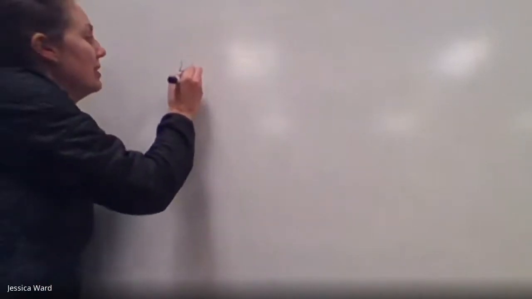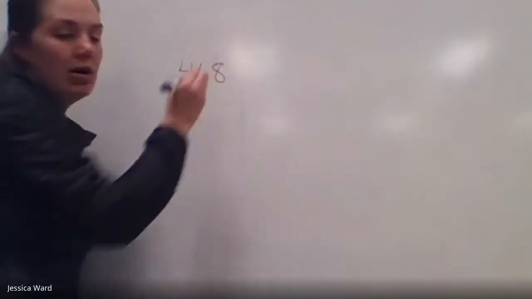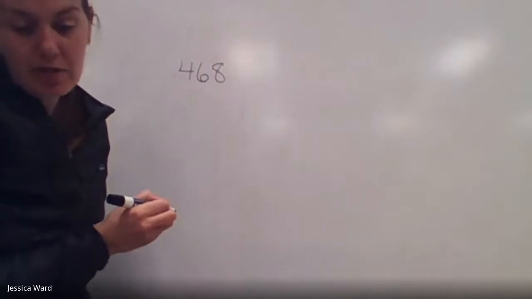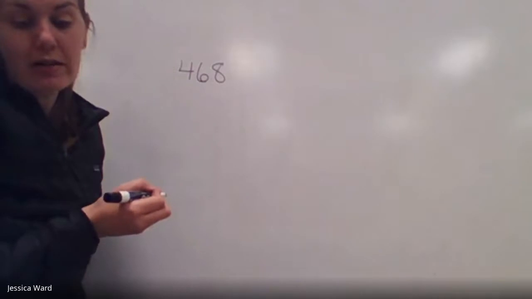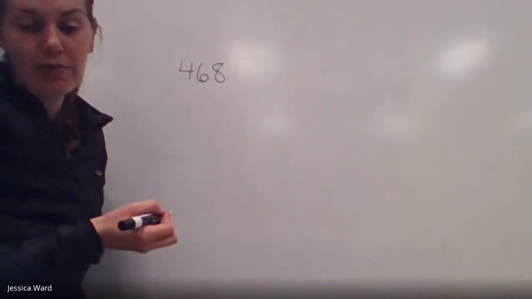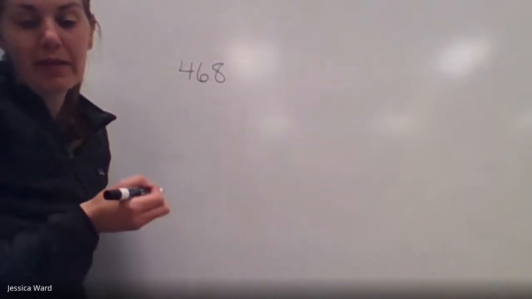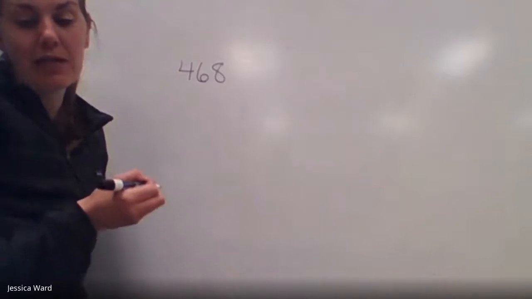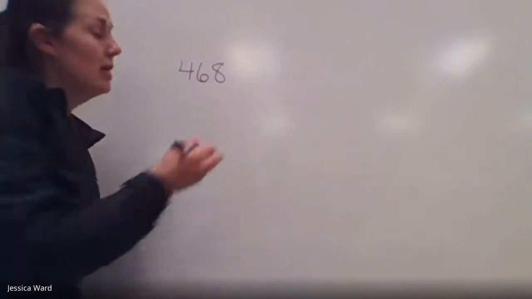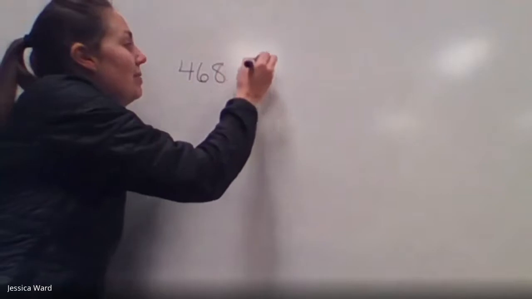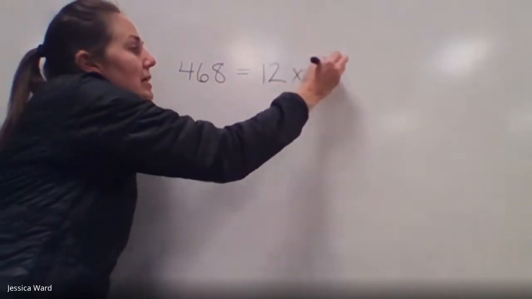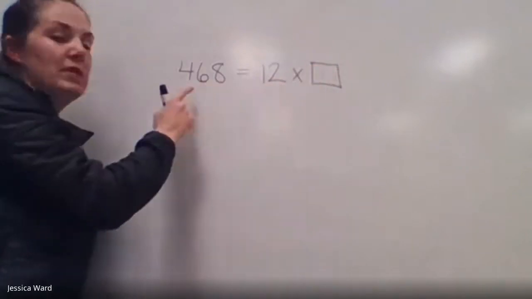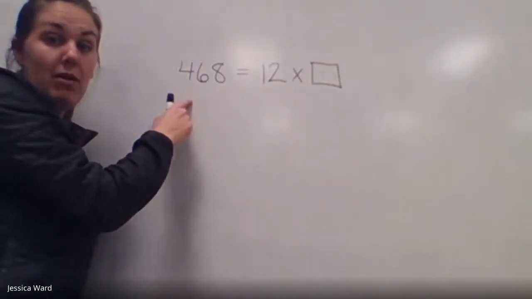So Dante has 468 cards in his sports card collection. He buys cards in packages of 12. Complete the table and give an estimate for how many packages of cards Dante has bought. So it's saying that they come in packages of 12. How many times did he buy packages of 12 to get his 468 cards, right?